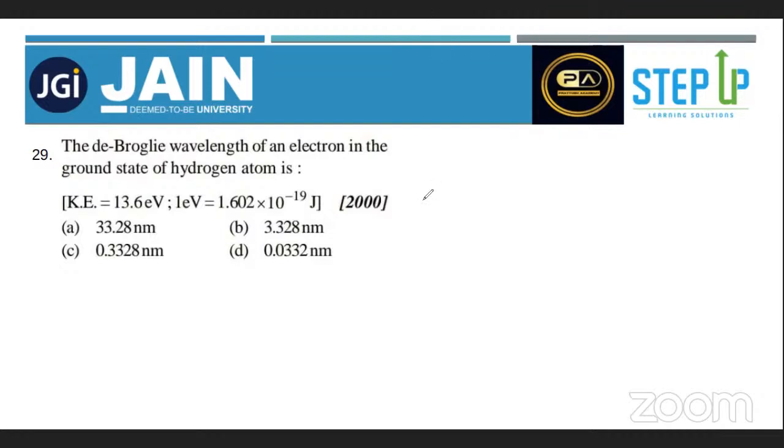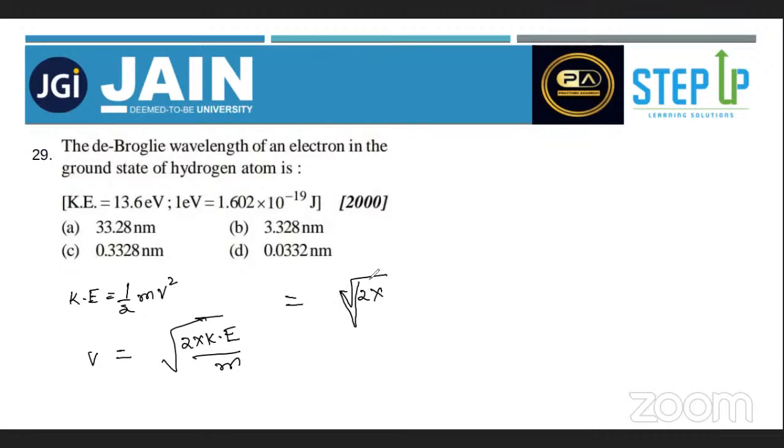Okay, then try to solve. We have been using this formula in physics as well. We know that kinetic energy is equal to half mv square. If I want to calculate the velocity, it will be the square root of 2 times kinetic energy upon m. Now it is an electron, so 2 times kinetic energy, where the kinetic energy is 13.6 electron volt. I'll convert 13.6 electron volt into joules.